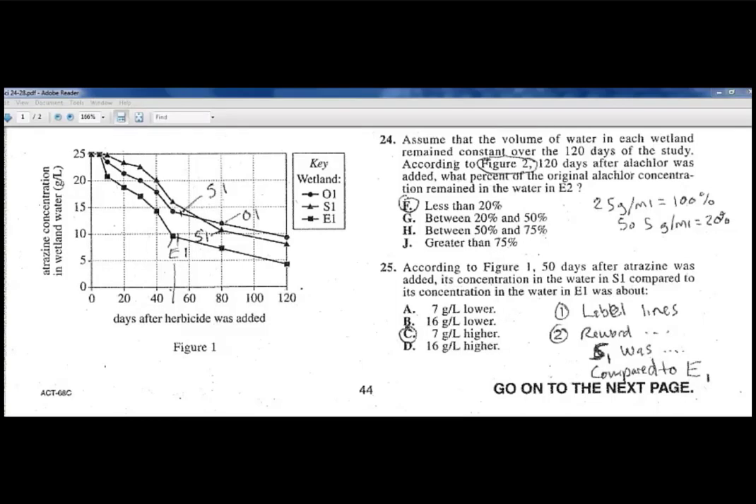Test 68C, Science, practice problem number 25. Number 25 states, according to figure 1, 50 days after ultrazine was added, its concentration in the water in S1 compared to its concentration in the water of E1 was what? First things first, circle the information that we need. We need to go to figure 1. That's right here. Second thing is we need to talk about E1 and S1. Circle them.